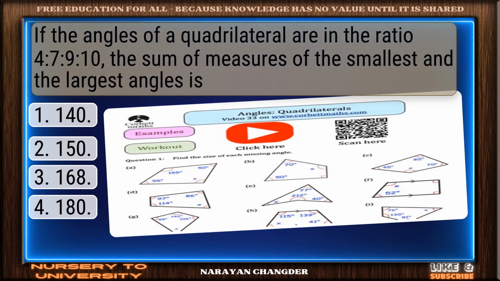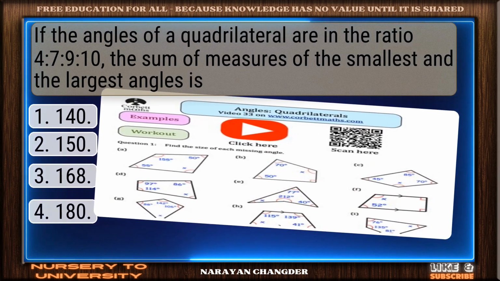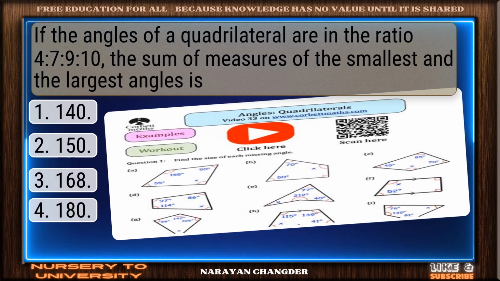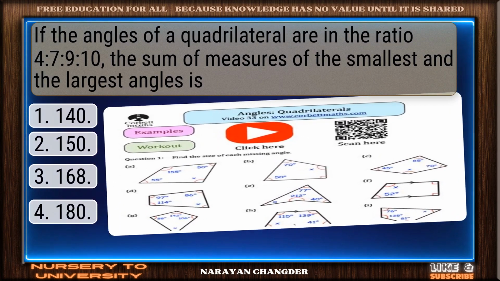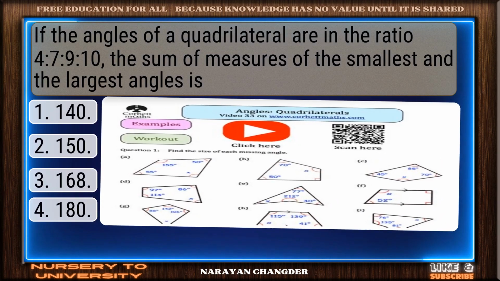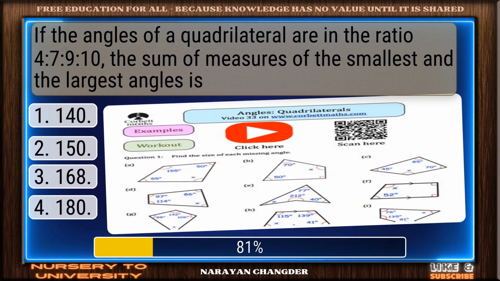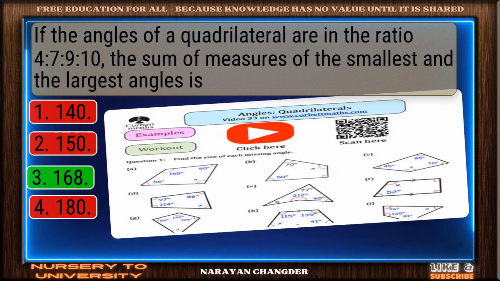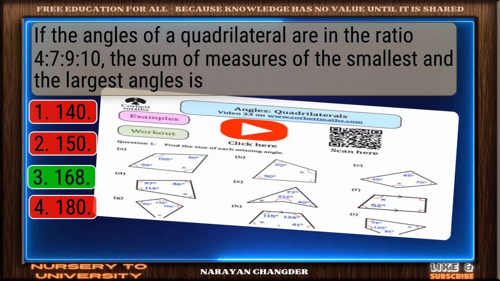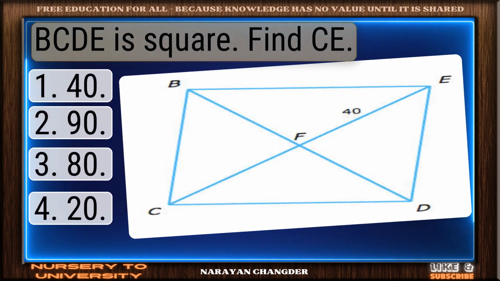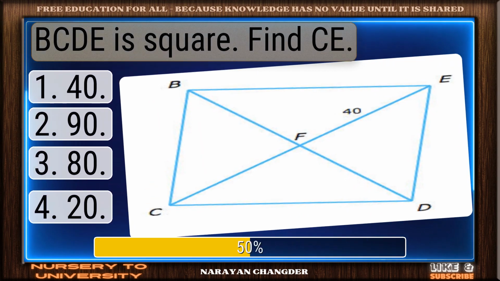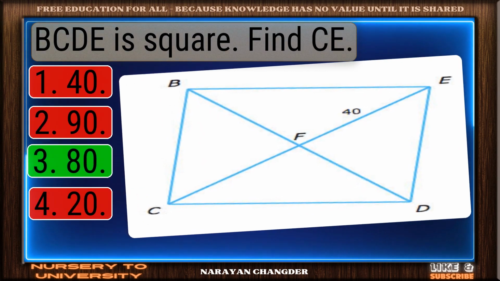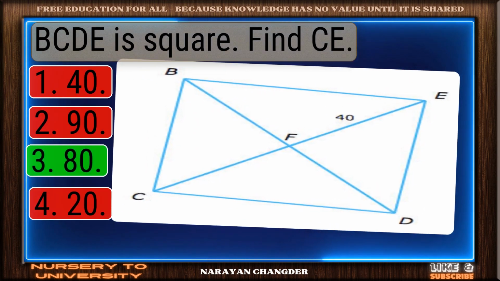Question number 38. If the angles of a quadrilateral are in the ratio 4:7:9:10, the sum of the measures of the smallest and the largest angles is? Great job. 168 is the accurate answer. Question number 39. ABCD is a square. Find x. On track. 80 is the correct answer.